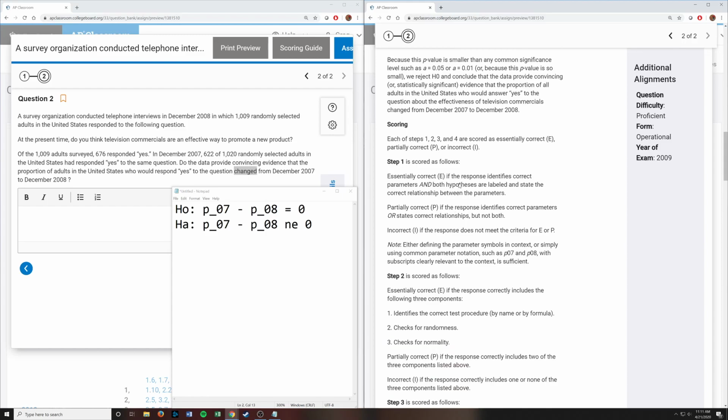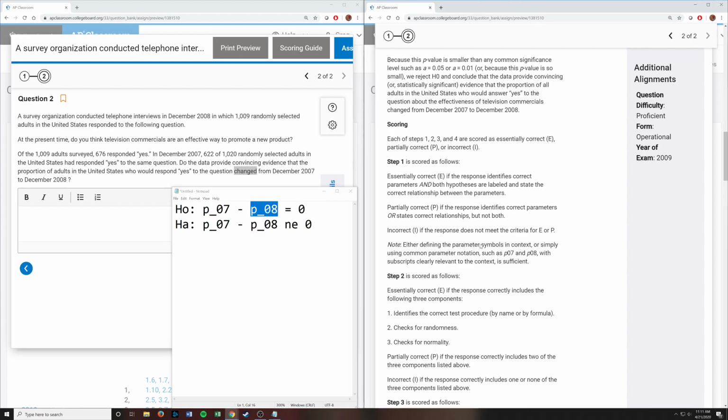So just state what they are, what they represent, and both hypotheses are labeled and state the correct relationship between the parameters. And you can do it the way that they did it, or writing them this way. It's partially correct if you do one of those two things, but not both. So if you wrote these hypotheses, but didn't state what these things meant, what they represented, they would actually give you a P for that. So if you're going to use notation similar to this, which I would recommend, you have to define what those variables represent. And it's an I if you don't do either one.